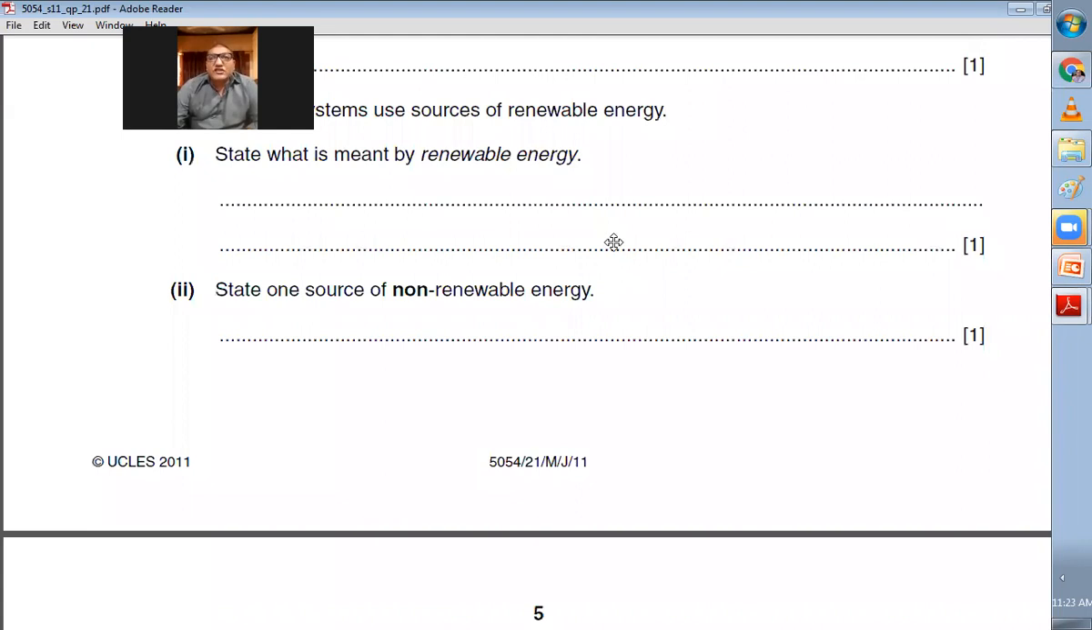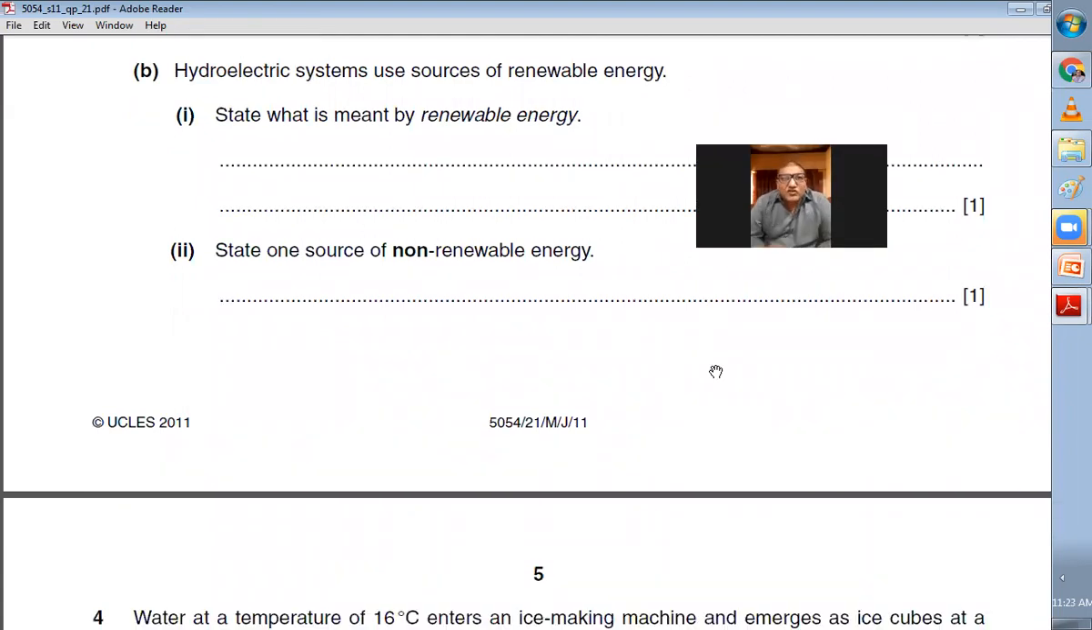The next question is, a hydroelectric system uses sources of renewable energy. State what is meant by a renewable energy source. It is a 1-mark question. Renewable energy sources are those energy sources which will never run out. The renewable energy sources are those resources which replenish themselves, and you cannot exhaust them fully. If you exhaust them, they are reproduced. They are a source that will never run out.